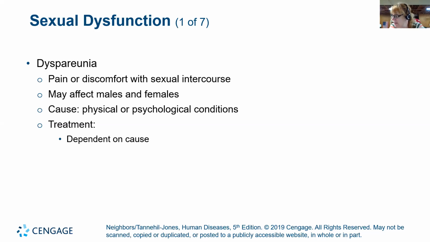Dyspareunia, this is called painful intercourse. It affects both males and females. There can be physical or psychological reasons for it, so it can require counseling. It can require a good examination depending on what the cause is, but most of the time it can be fixed.